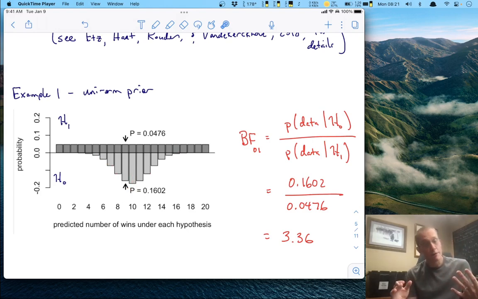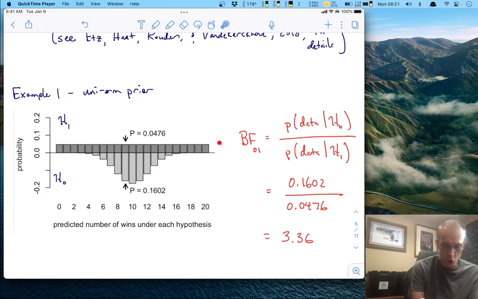Now under the alternative, the idea is that W, that binomial parameter, is equally likely across all of the spectrum of possible values for W. And so what that means then is that any possible number of wins is also equally likely. And so that's why we get this uniform distribution for our predictive distribution.